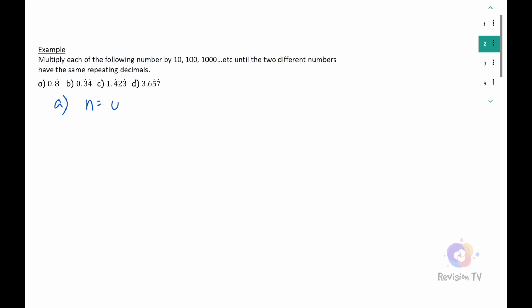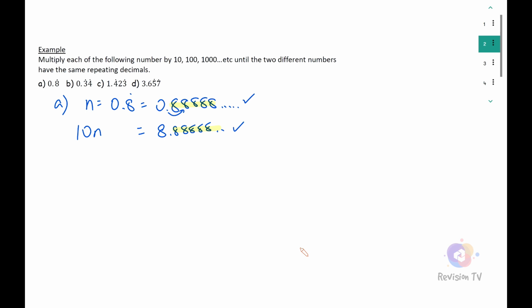So A, okay, I'm going to let n be the recurring decimal. So n equals 0.8 recurring. Recurring means 0.88888. You can go on and on forever, but we're going to stop there. Then if we times by 10, it means move the decimal forward once, so it'll be 8.88888. Now what you can see here is the numbers after the decimal point are now exactly the same.